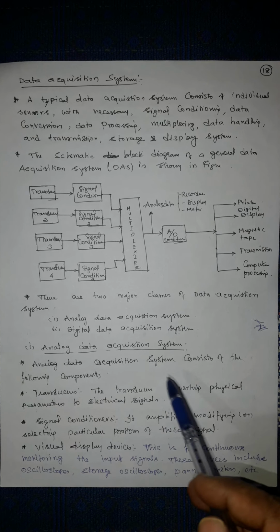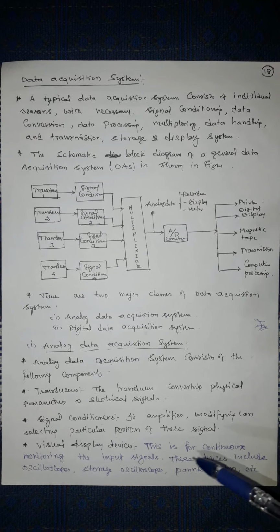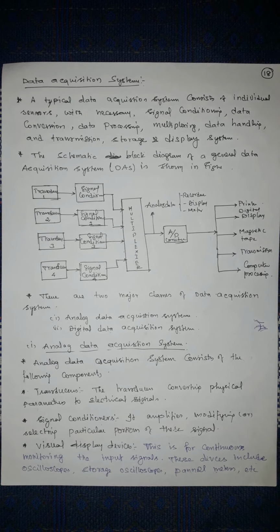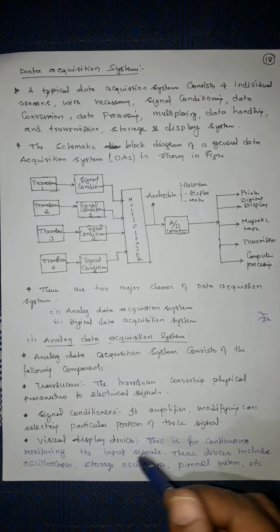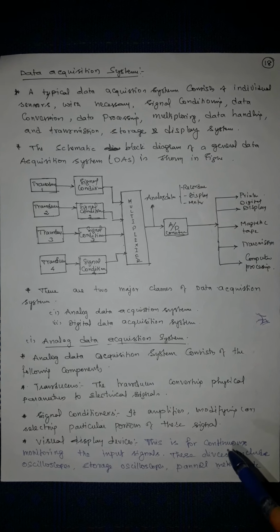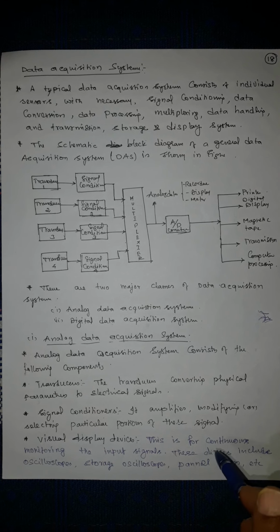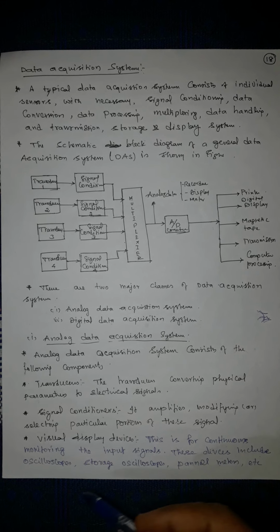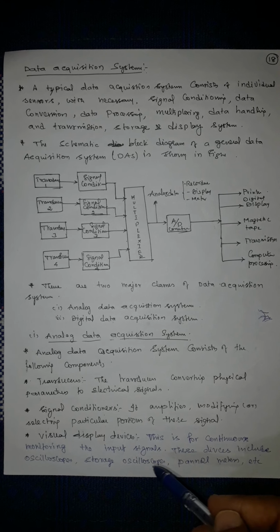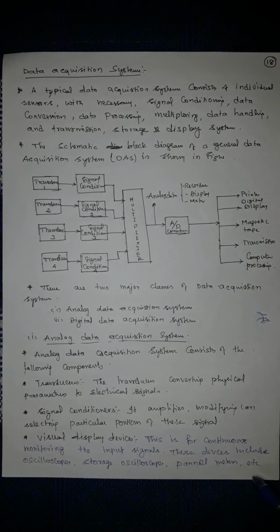First one is a transducer. What is a transducer? A transducer converts a physical parameter or physical quantity to an electrical signal. Next one is signal conditioning. It amplifies, modifies or selects a particular portion of this signal. And the next one is a visual display unit. This is for continuous monitoring of the input signal. This device includes the oscilloscope, storage oscilloscope, panel meters, etc.